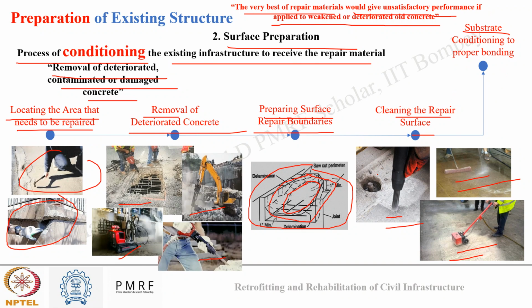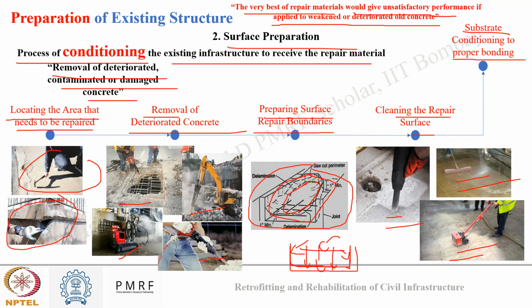to it properly. So suppose I have a concrete, I have chipped out this area from the surface of the concrete and I have cleaned that concrete. Now what I will do, I will make this concrete be in a moist state, so that whenever I'm applying new repair material over it, it will adhere to the old substrate properly. That is known as conditioning of the structure for proper bonding.